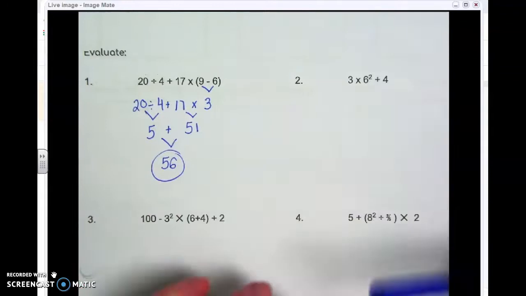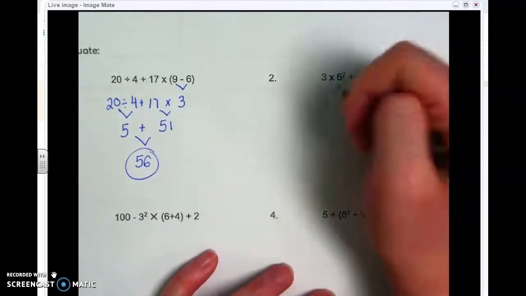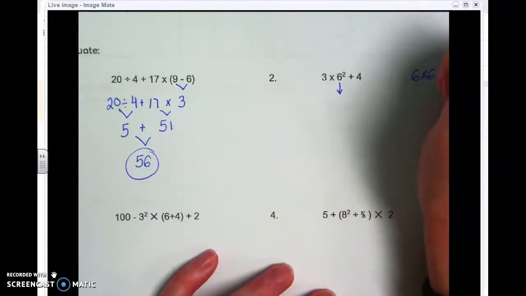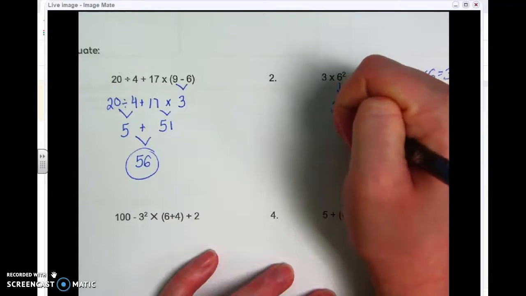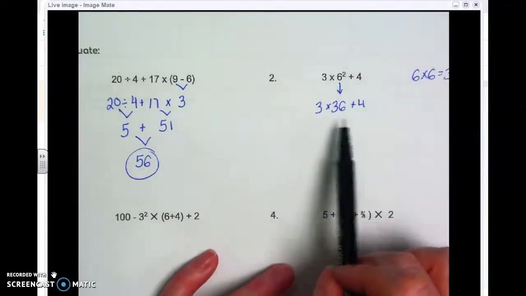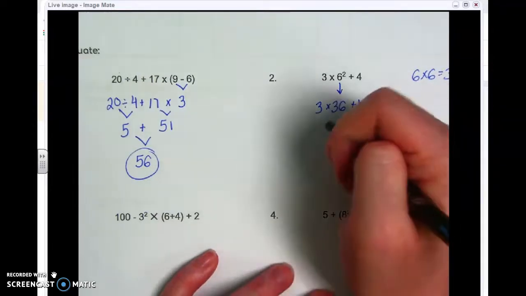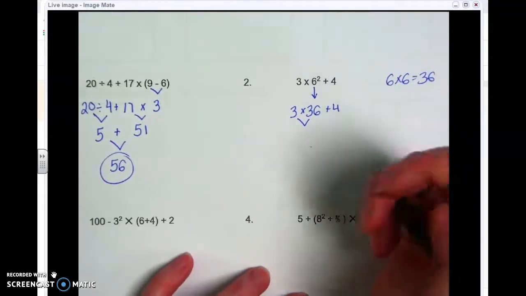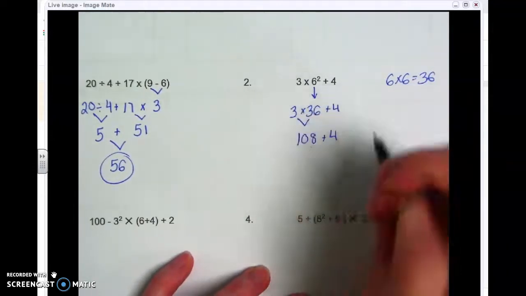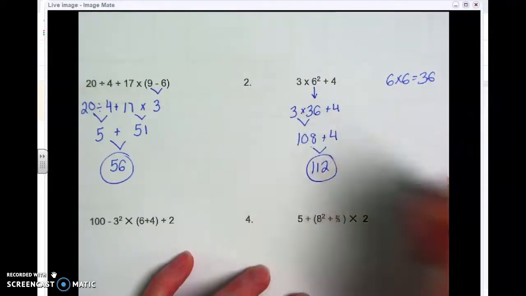Okay, next one. I'm looking for parentheses. There are none, but I see an exponent. So 6 times 6 is 36. 36, and I am going to rewrite everything so I don't lose it. There's no more exponents. Multiply and divide. There is a multiply and no others. So 3 times 36 is 108 plus 4 because I haven't used it yet. And then I can use it for 112.